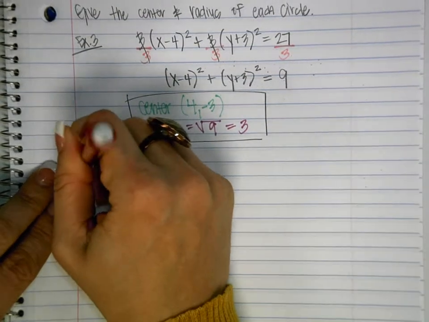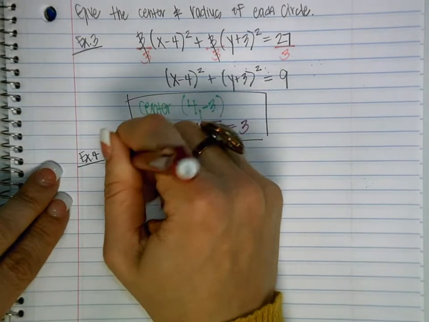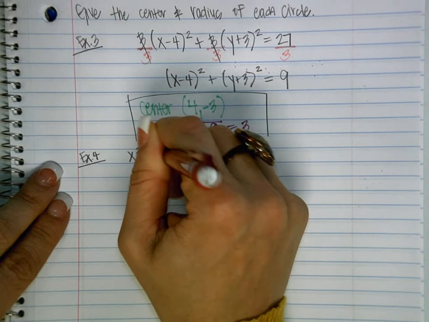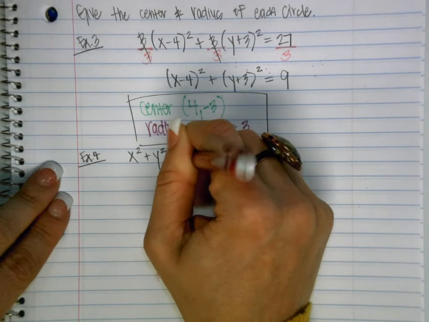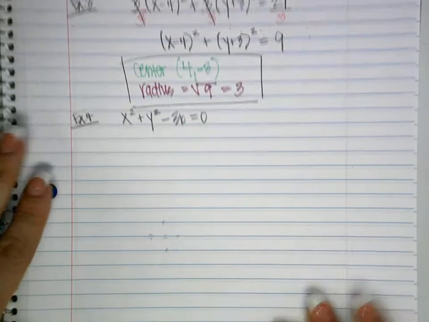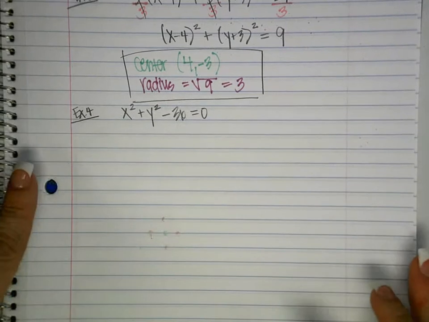Negative 4. Or, excuse me, number 4: x squared plus y squared minus 36 equals 0.